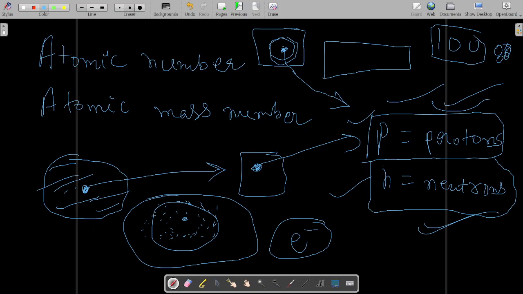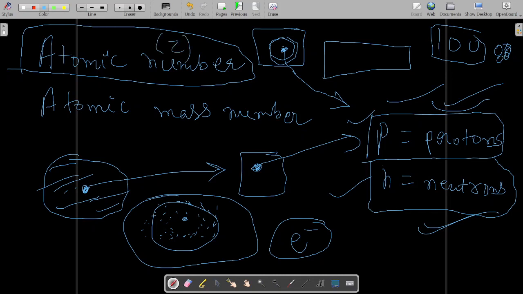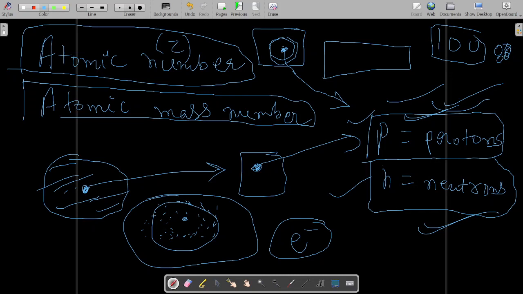So the atomic number, that is represented by Z, is the number of protons in the nucleus. And what is atomic mass number? Atomic mass number means A, which is equal to the number of protons plus number of neutrons. What is atomic number? It is Z.